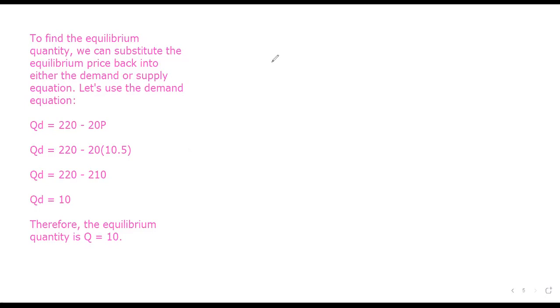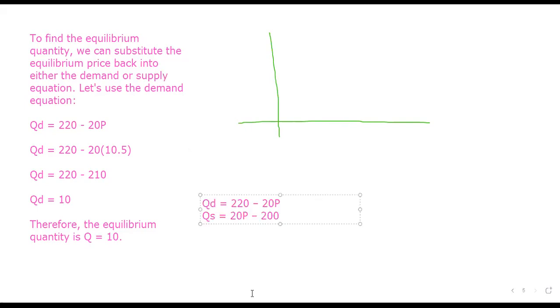So I taught you how to sketch these two graphs. Our demand function was given by 220 minus 20p. So you put the letters on one side if you want to sketch. So this one will be Q plus 20p is equal to 220. Then you divide to find the intercepts.